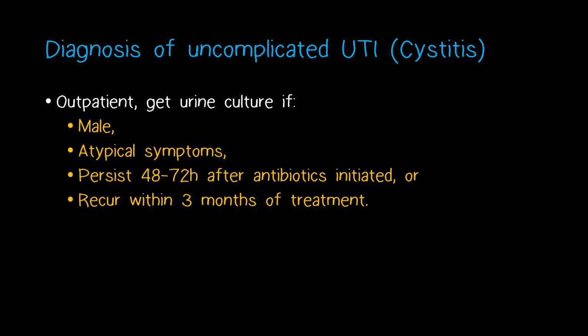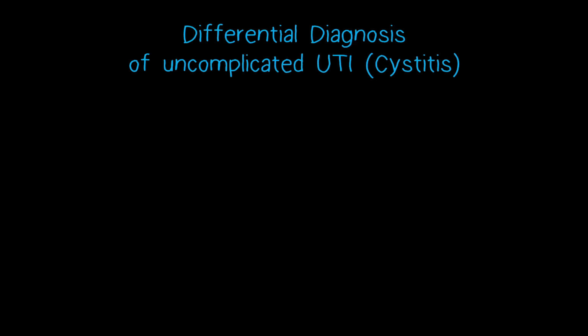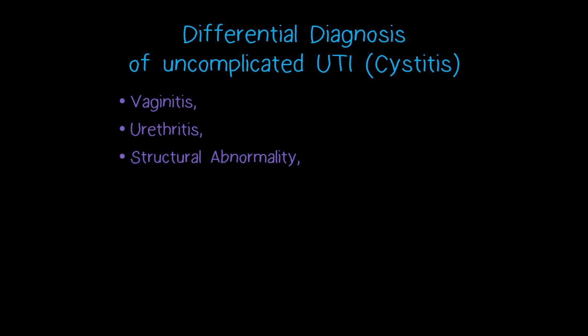For outpatients, we need to get a urine culture if the patient is male, if there are atypical symptoms, if symptoms persist 48 to 72 hours after antibiotics are initiated, or if there is recurrence of urinary tract infection within 3 months of treatment. What are the differential or alternative diagnoses for uncomplicated urinary tract infections? This includes vaginitis, urethritis, structural abnormality, pelvic inflammatory disease, and nephrolithiasis.